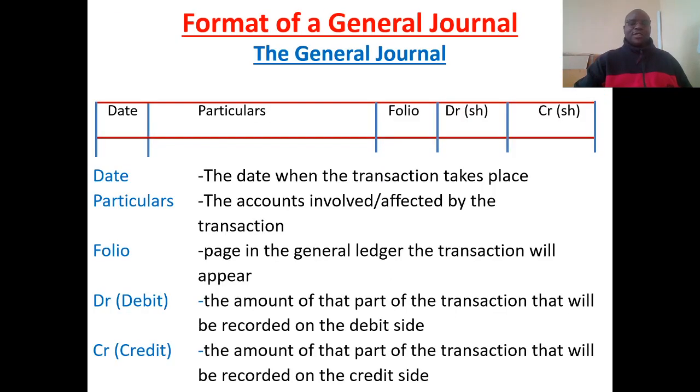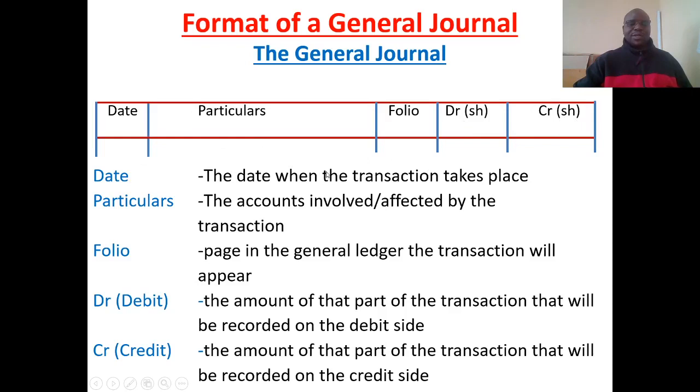The format of the general journal. We have the title, then you have five columns: date, particulars, folio, DR or debit column and the amount or the currency, credit column, and the currency.